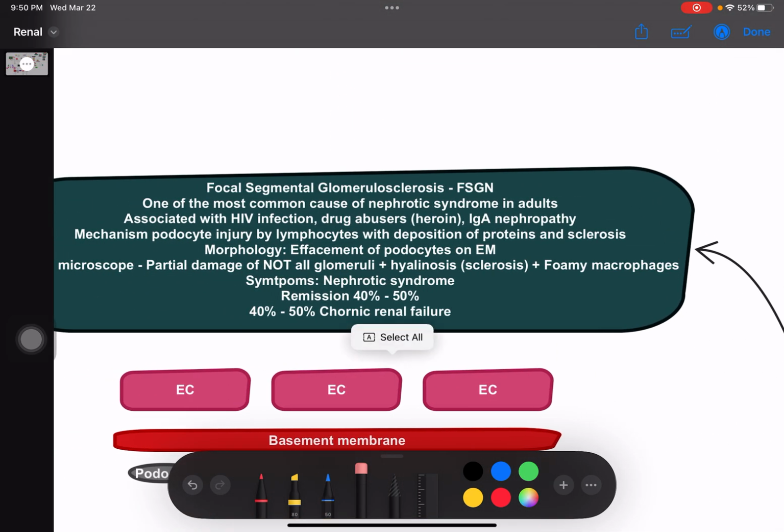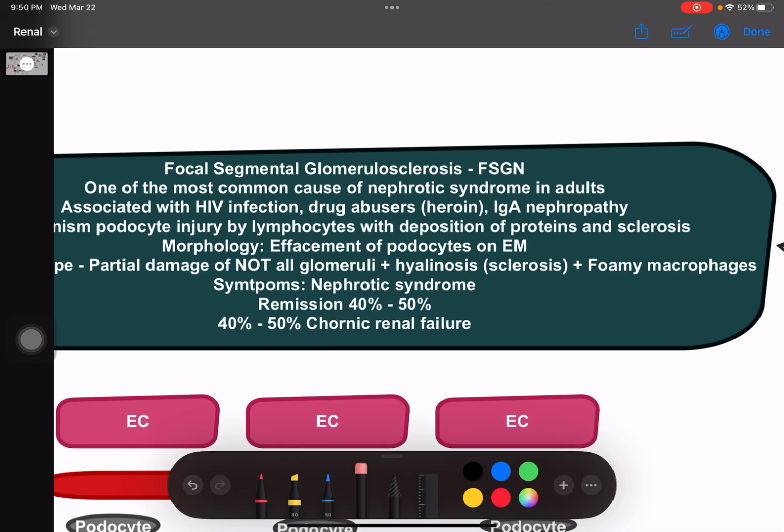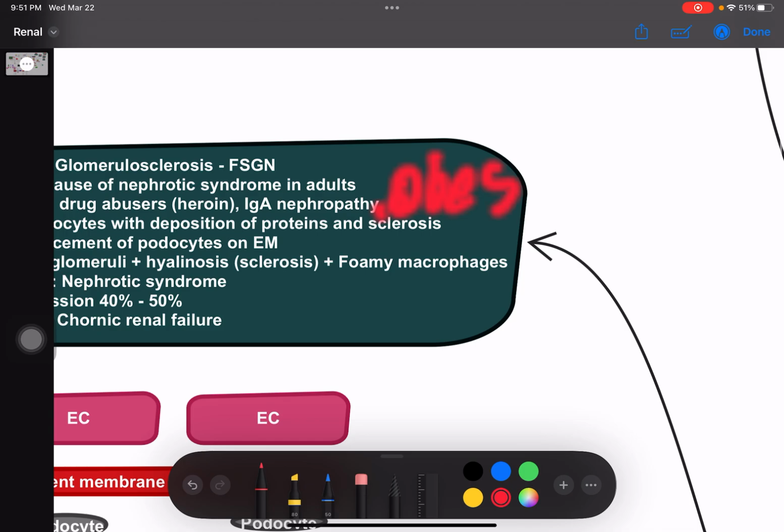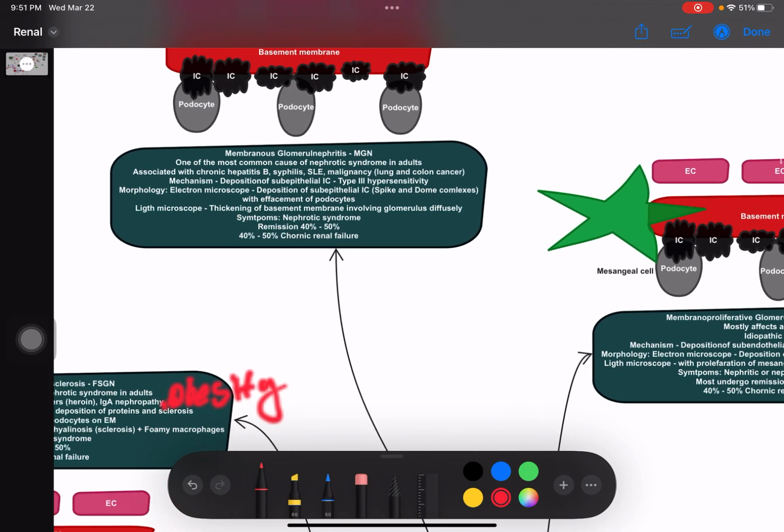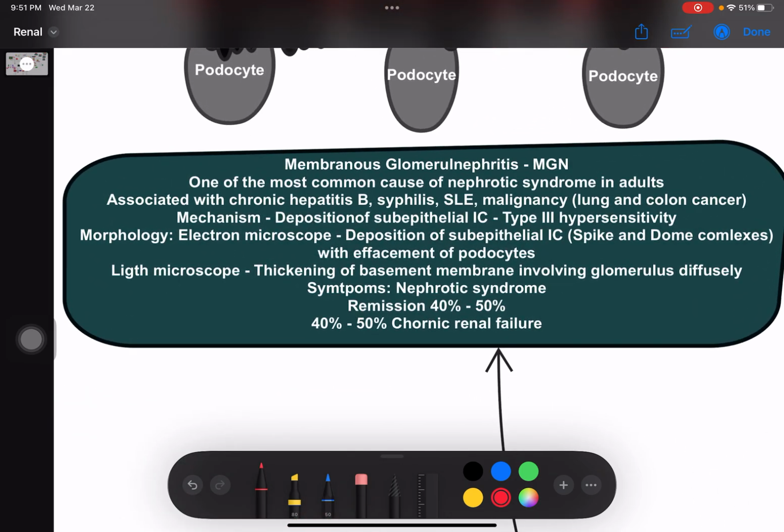So here as well, apart from HIV, drug abusers, and IgA nephropathy, obesity is also a predisposition to focal segmental glomerulosclerosis. So obesity is also an interesting player here. Okay, it doesn't look very nice, but just write it here. Okay, so the secondary causes include hepatitis B, syphilis, systemic lupus, malignancy.